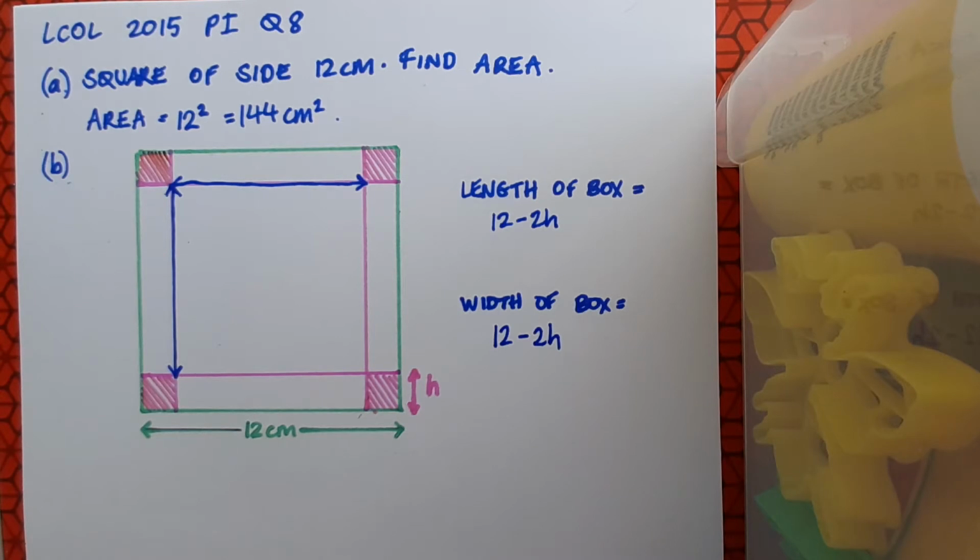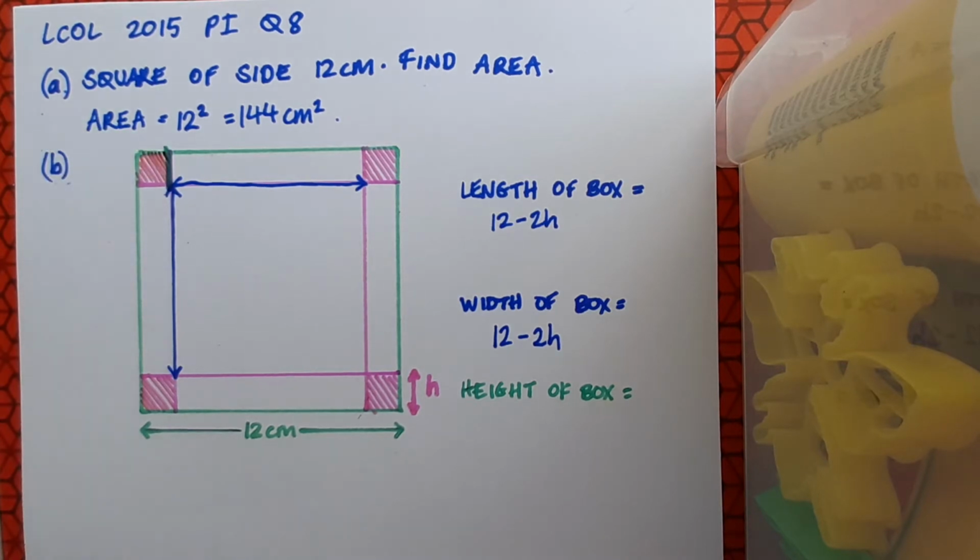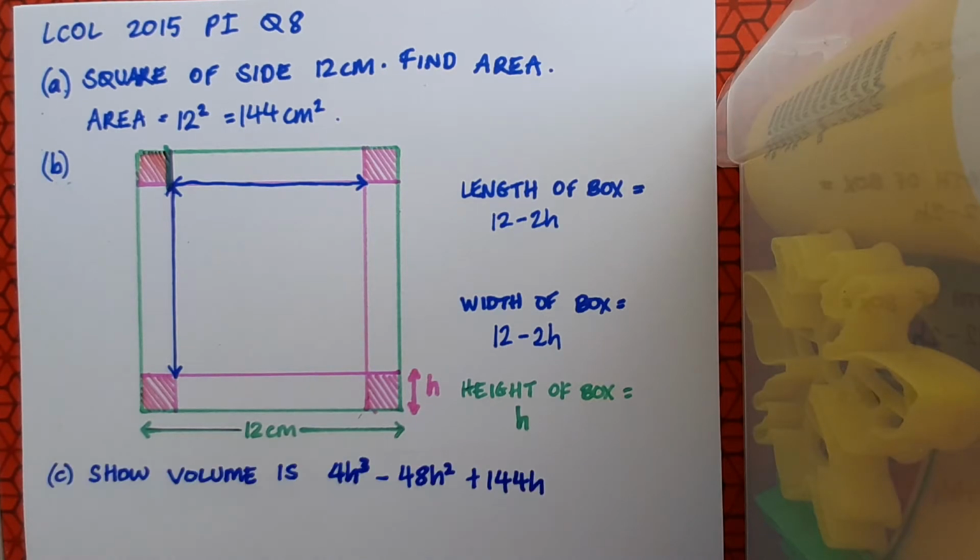They don't ask us to write down the height of the box, but I'm just going to note that because it makes the next part a little bit easier to understand. So the height of the box is just how tall it will be when I have it standing on the table. And of course, that will depend on how much I have folded up. So the height is just going to be the length of the side of one of these small squares. So the height of the box is just h.